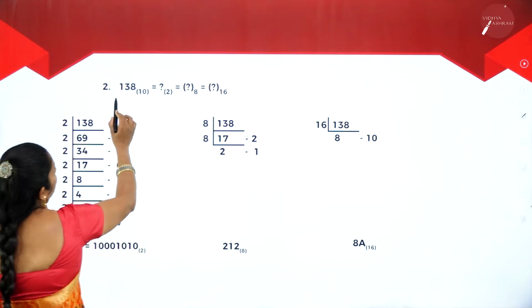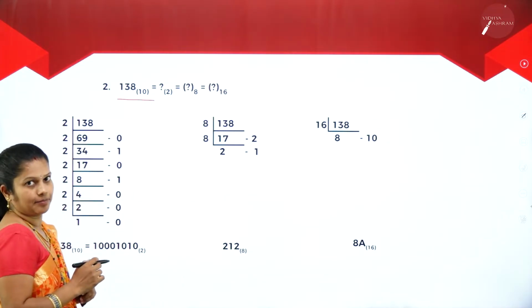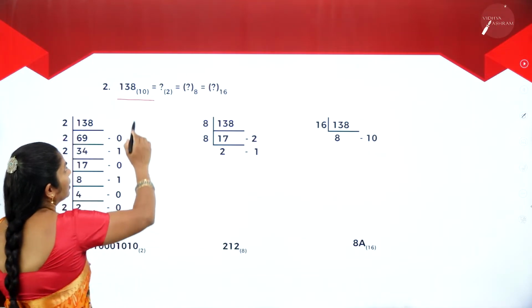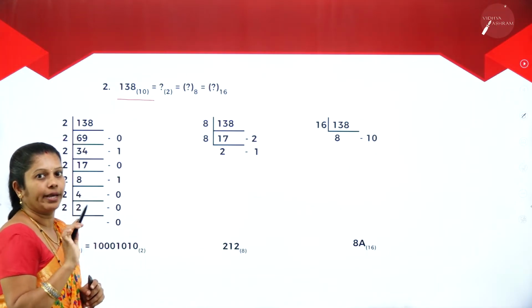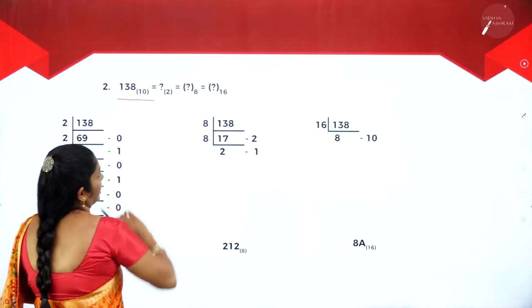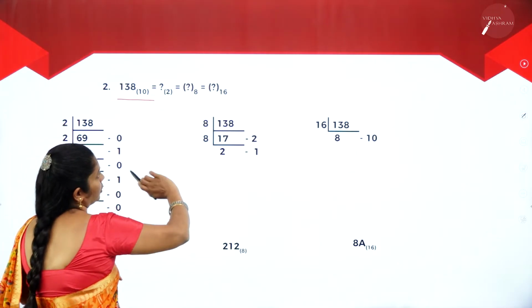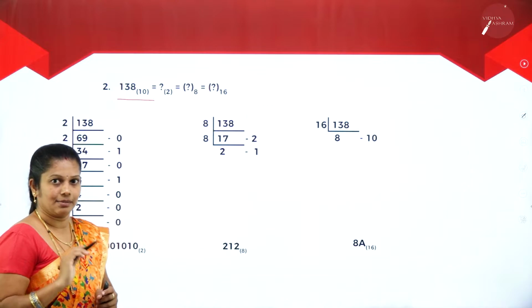Then consider one more problem, 138. It is a decimal number. How do we identify it? In the base we have written 10. Then convert it to binary, its equivalent octal as well as its equivalent hexadecimal number.